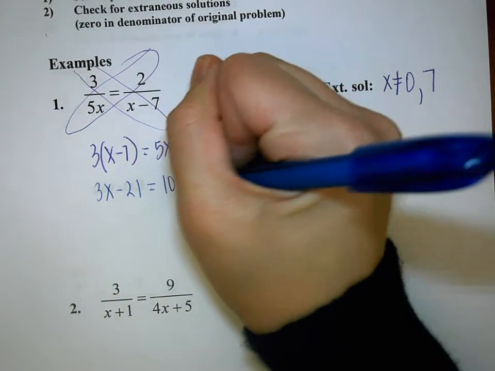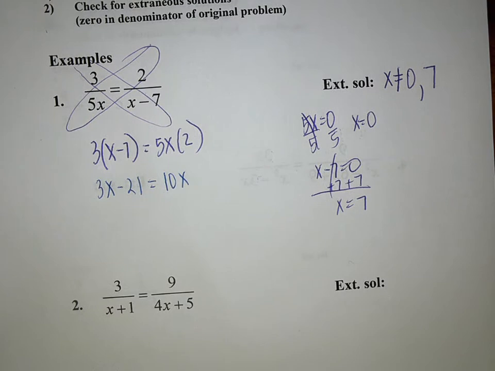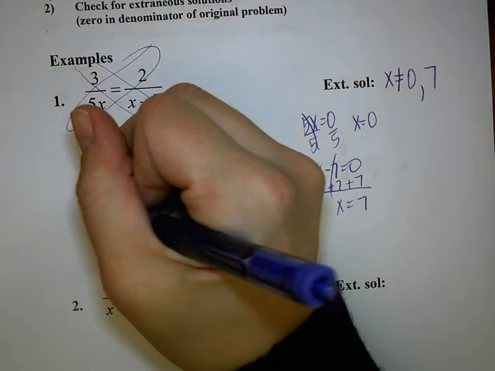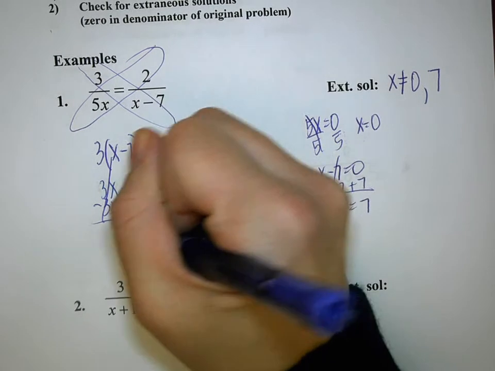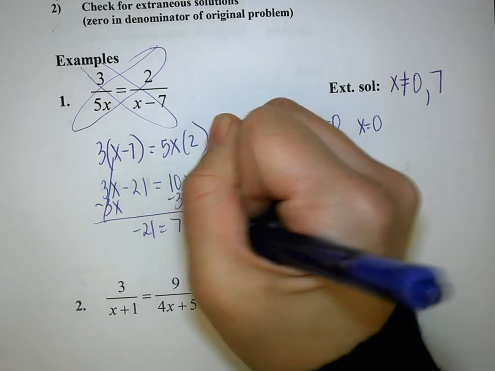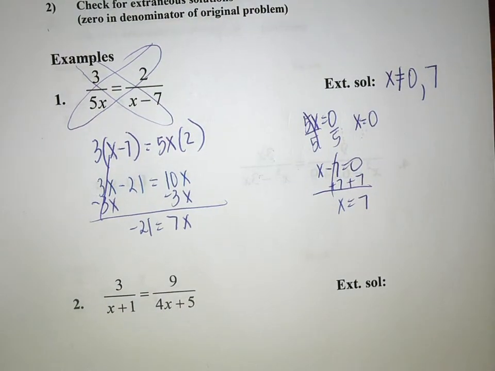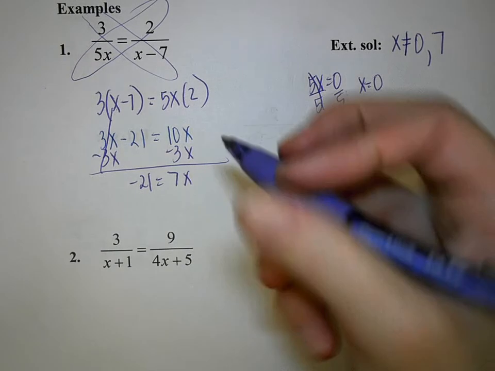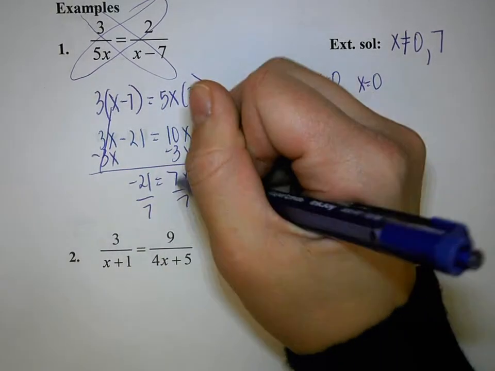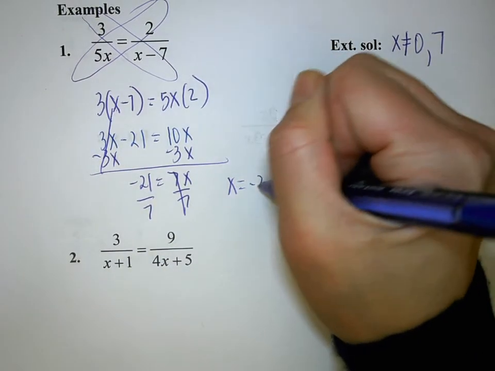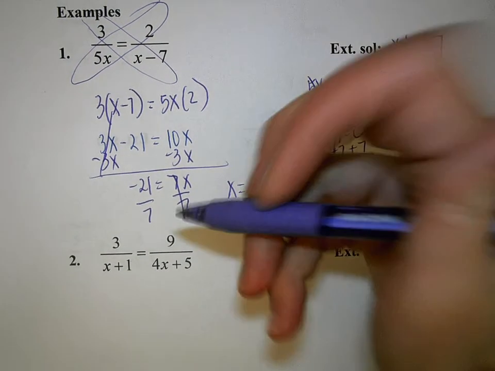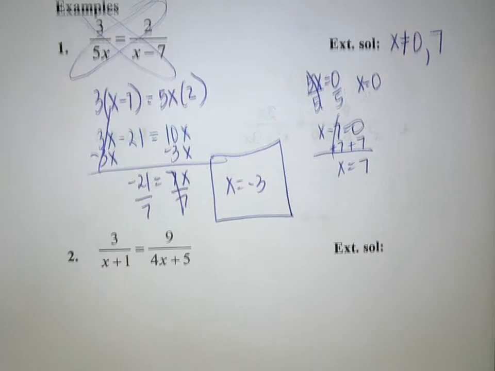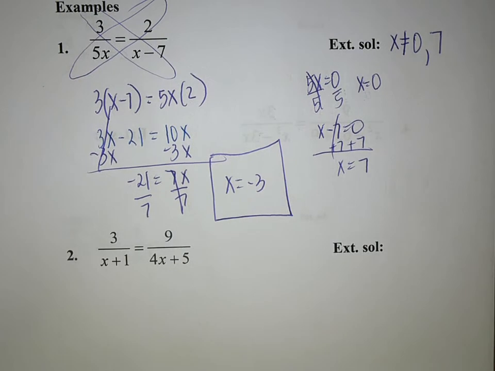And what will I do to solve? I would move the 3x. And we get negative 21 equals 7x. And then your last step is to divide by 7 to both sides. And what does x equal? Is that any of my extraneous solutions? No. So that works. That is my answer. Questions?